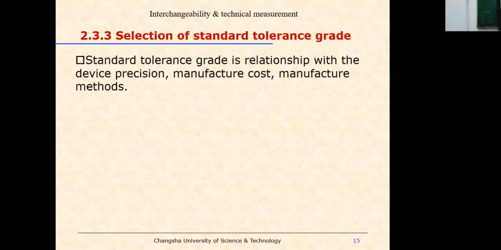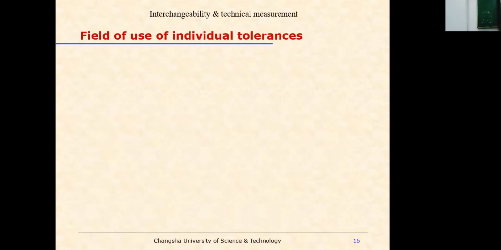And how can we select the standard tolerance grade? So there are some examples. IT09 to IT1 is used for the memory block, the standard block. Like we use the block to measure something. So this block has very high precision, right? Because this is a memory block.